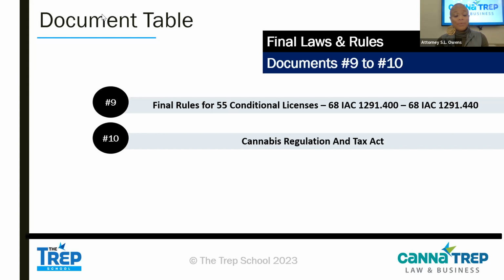One of the mistakes that people made in the last application rounds is they were only looking to the Cannabis Regulation and Tax Act, and they were missing the accompanying rules that go with it from IDFPR. So I made sure that I linked both of these on here for this table so that you all have both sets of guidelines so that you can participate in this process well equipped.